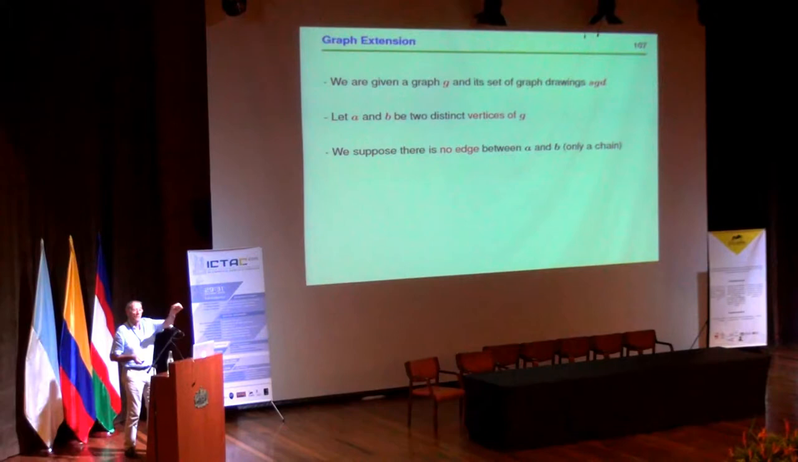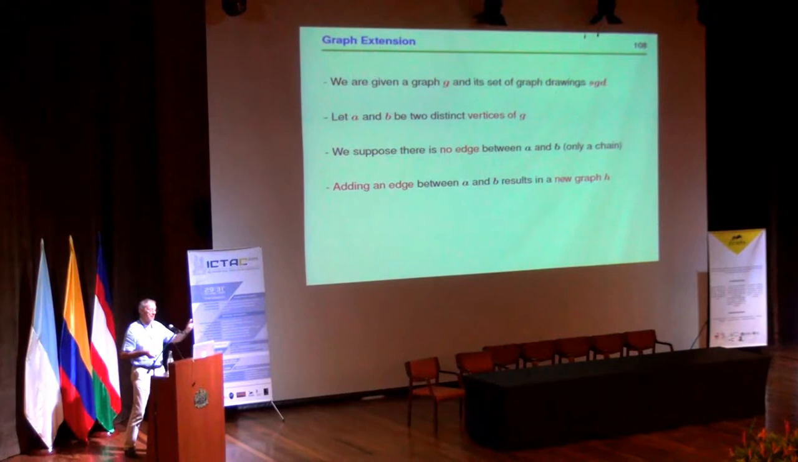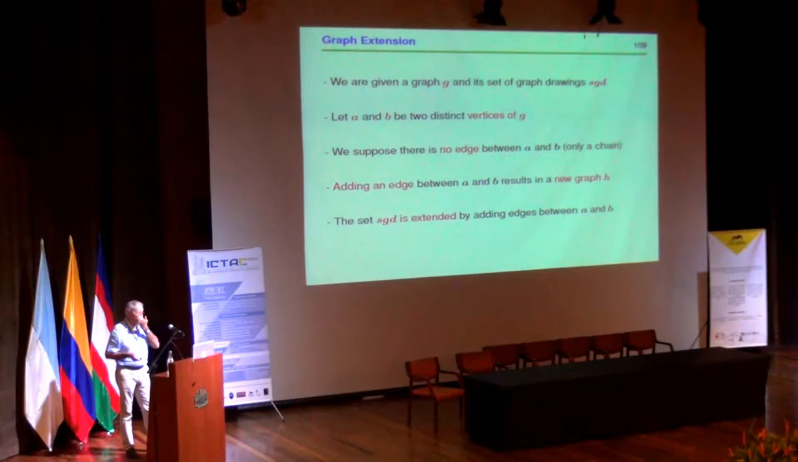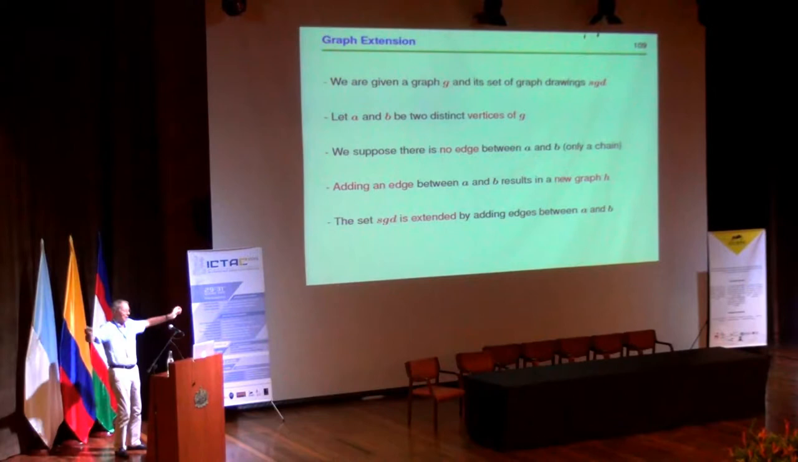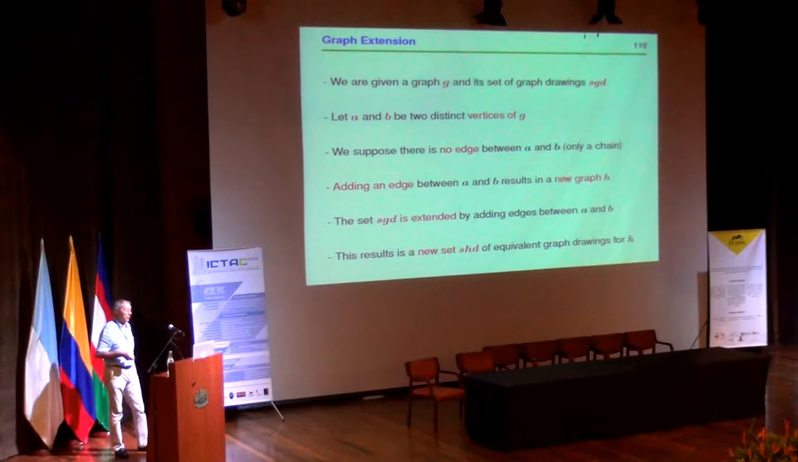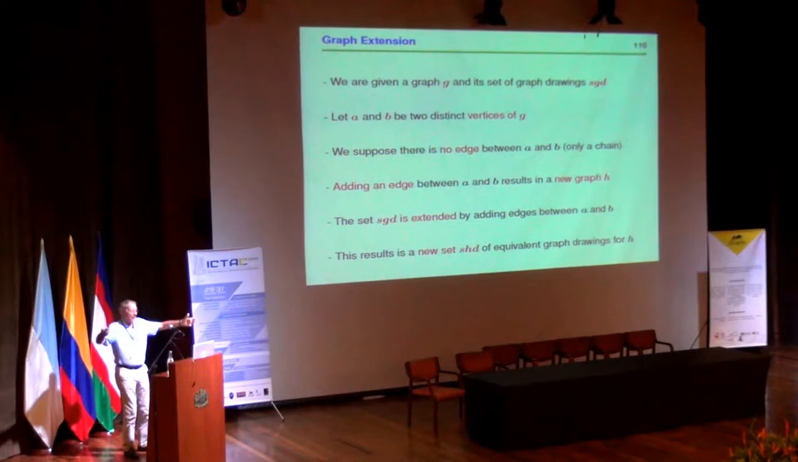So if we add an edge between A and B, this results in a new graph H. The set SGD of graph drawings corresponding to G is going to be extended by adding edges between A and B in all the drawings, in all different ways, external or internal to the corresponding region. And this results in a new set SHD of equivalent graph drawings for H. I say equivalent because they are all equivalent, because they correspond to the same graph.